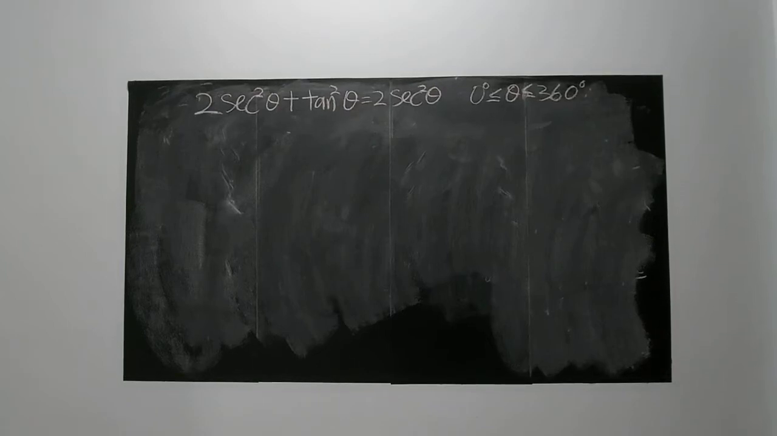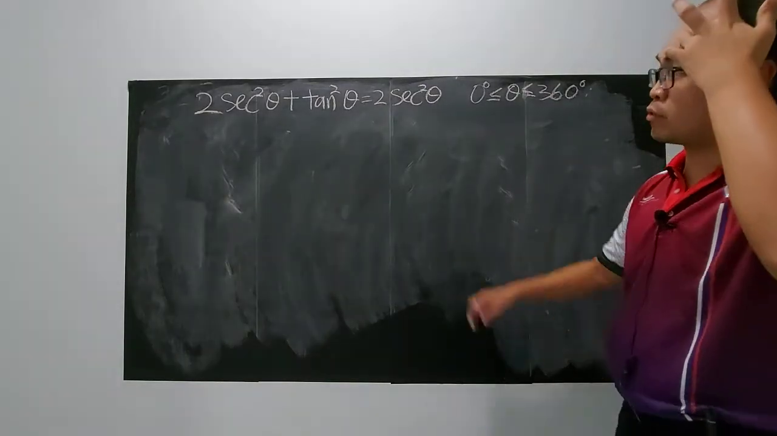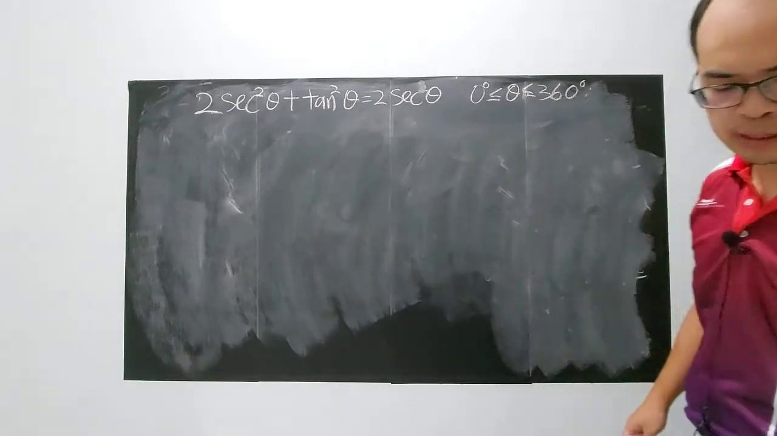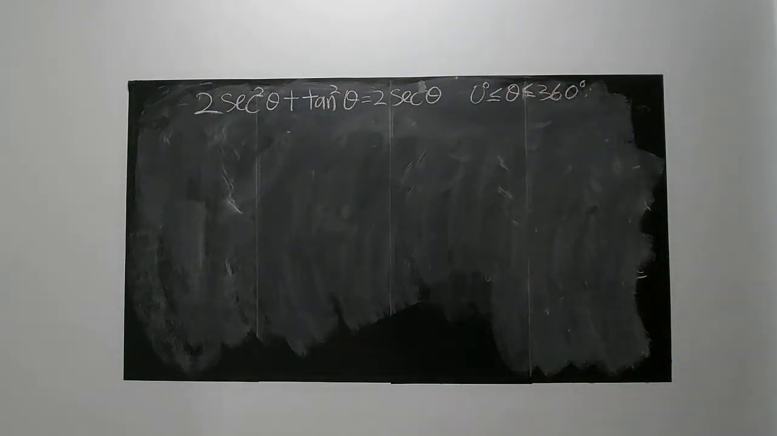Hello. Alright, this will be the third example for the second lesson about the quadratic form. Trigonometric equation involving quadratic form. By looking at these equations, there are 2 secant square theta plus tangent square theta, which equals 2 secant theta.